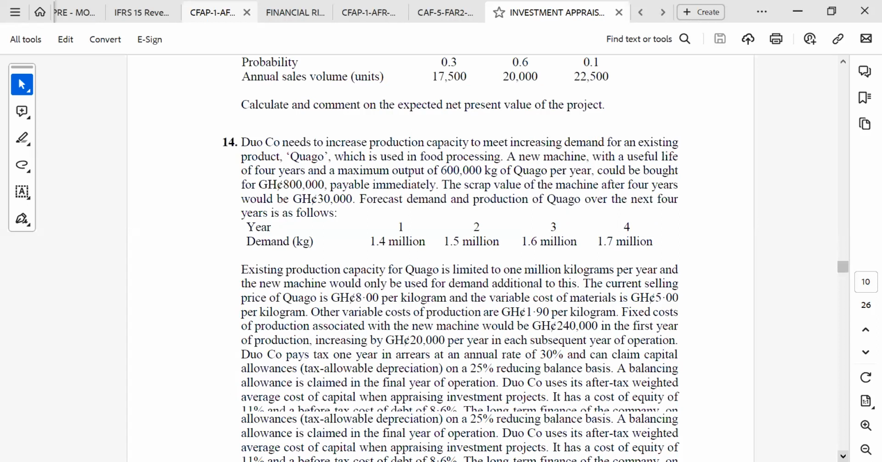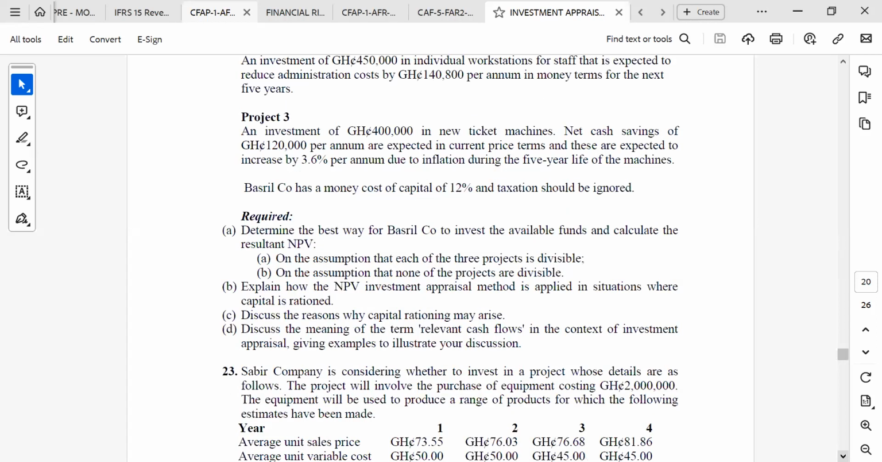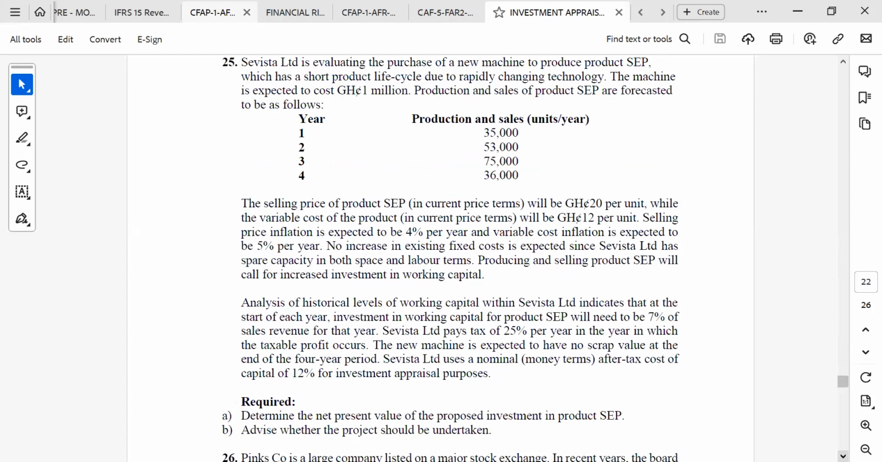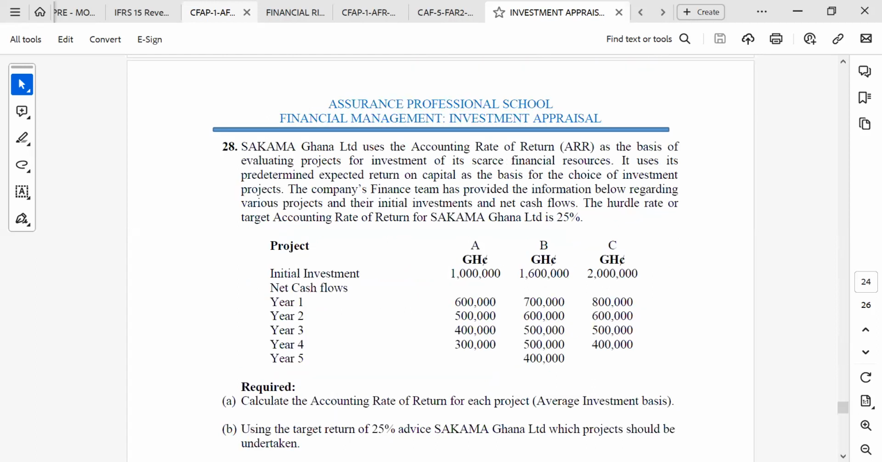Let's pick 2 questions on that and see how we can go about it. Okay, let's look at question 28 and the last question. Let's take the 28 first.